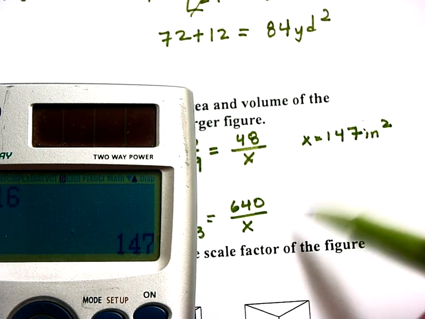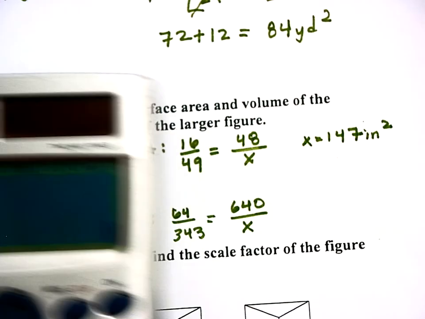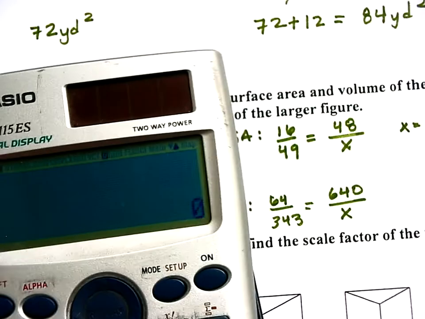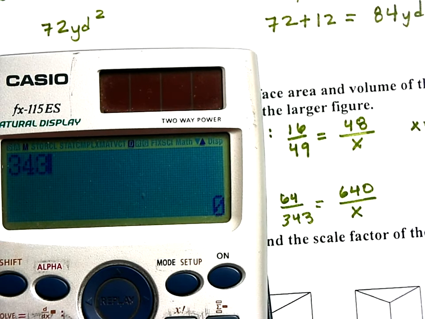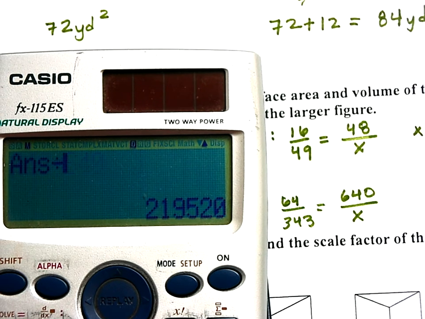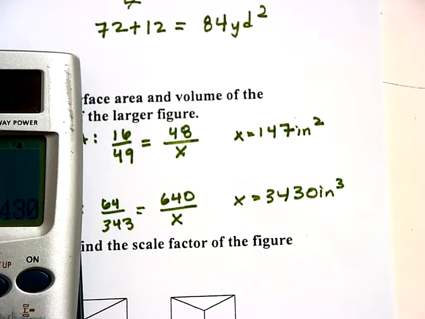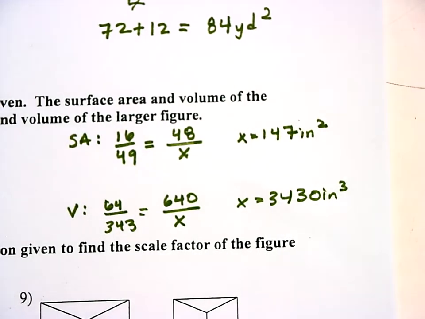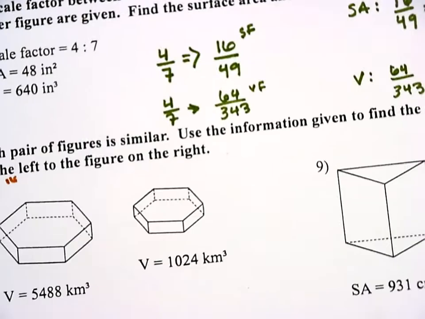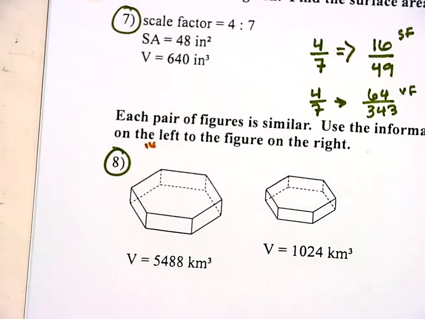In this proportion, our x is going to be our volume. So again, we're going to cross multiply. So 343 times 640, and then we're going to divide that by 64. So that gives us 3,430, and then this is volume, so it's cubed. Okay, a couple more problems with surface area. And I'm sorry, scale factor. We're just going to do the one with volume on this side.